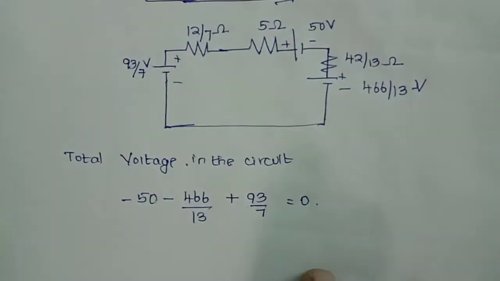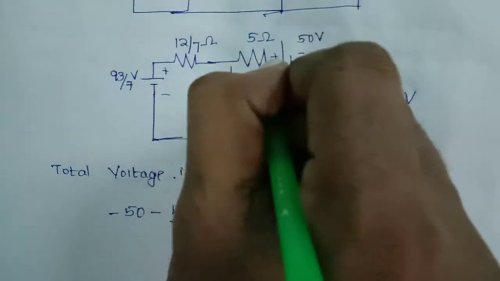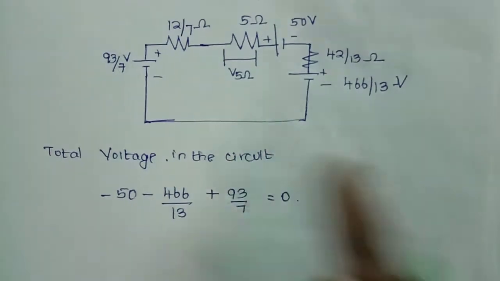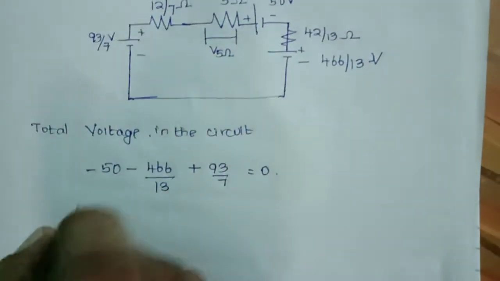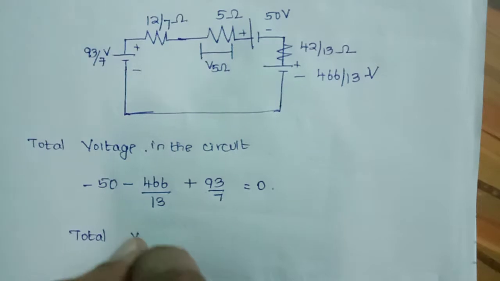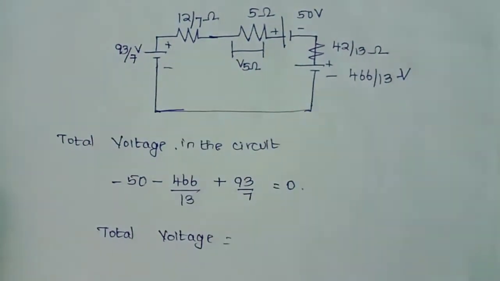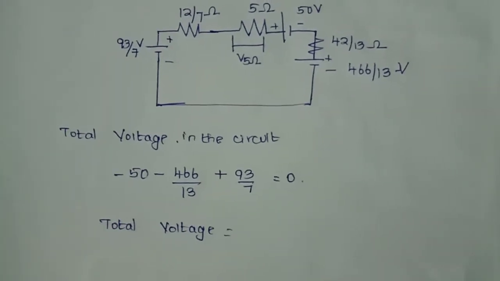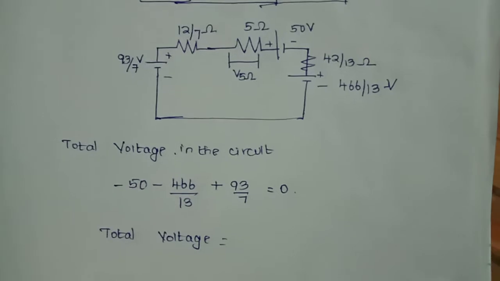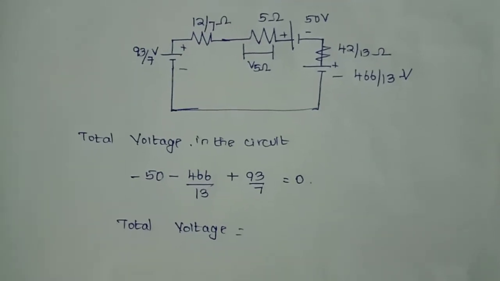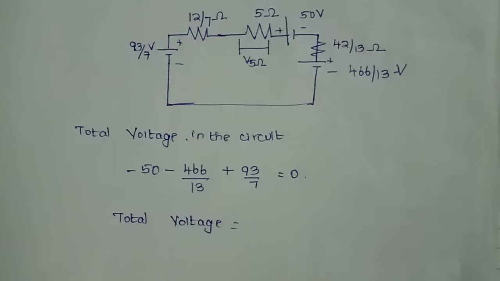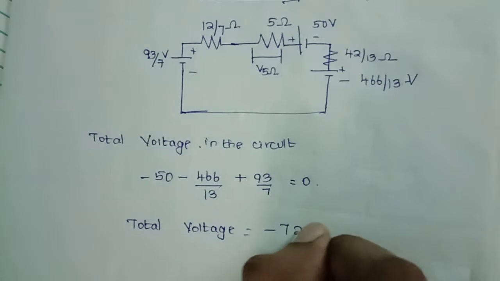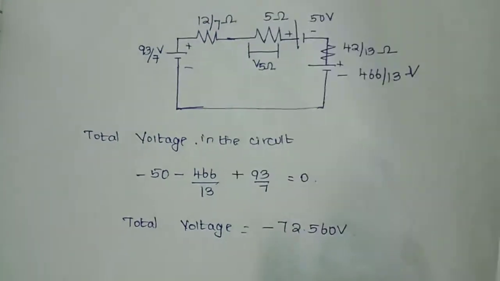Because this is simple, I am calculating the total voltage, because I want to calculate the voltage across this 5 ohm. For that I need the total voltage. By using the voltage division rule I can calculate it. So if I am simplifying this, my total voltage in the circuit I will get as minus 50 minus 466 divided by 13 plus 93 divided by 7. I will get an answer as minus 72.560 volt. This is my total voltage.